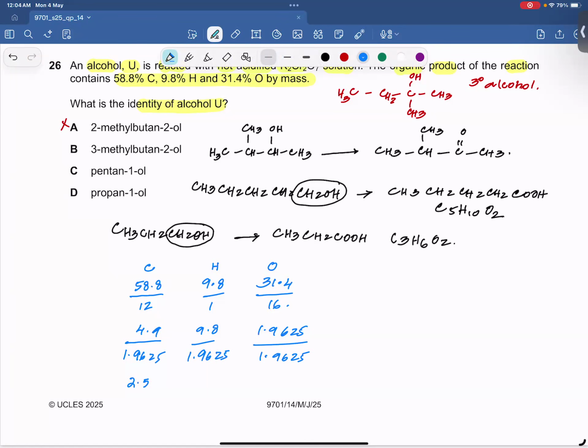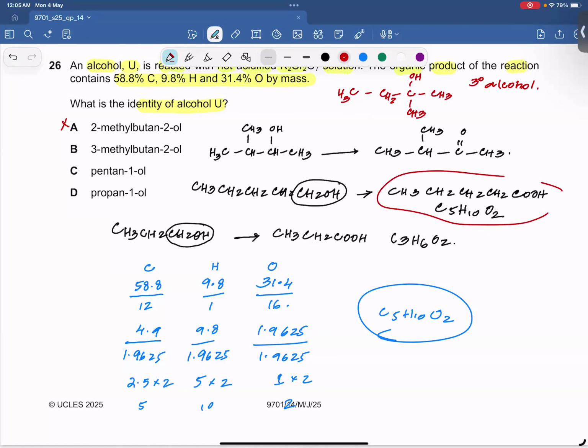9.8 divided by 1.9625 is 4.99, that means 5. And oxygen is basically 1. To convert to whole numbers, we multiply by 2. So it's going to be 5, it's going to be 10, it's going to be 2. So the empirical formula is C5H10O2. What does this empirical formula match? It matches this one, which is why C is going to be the right answer.